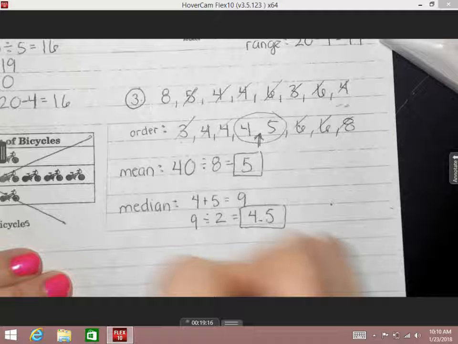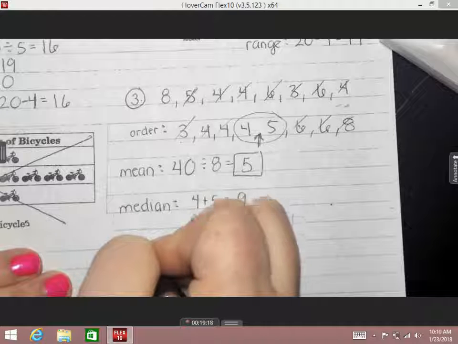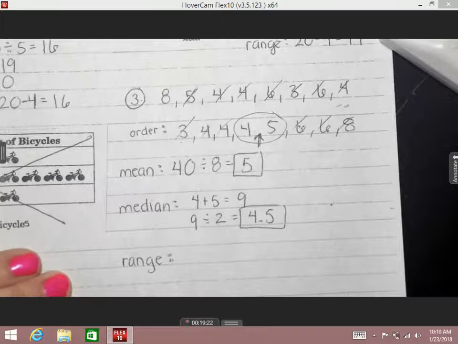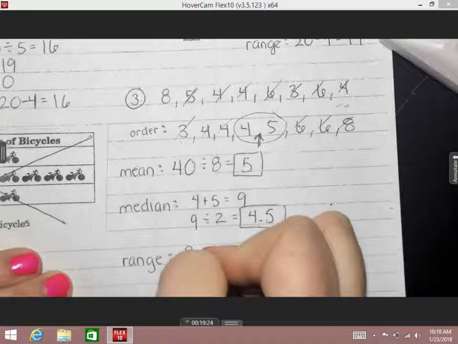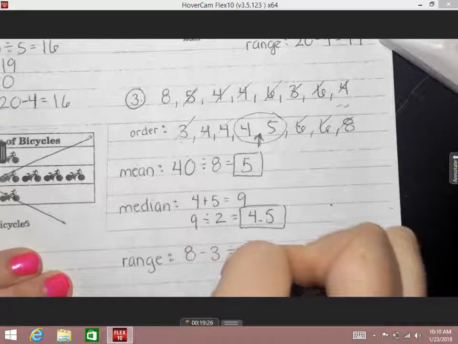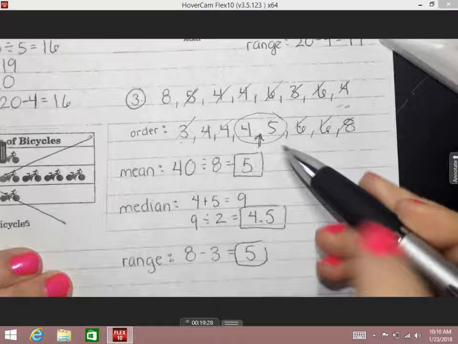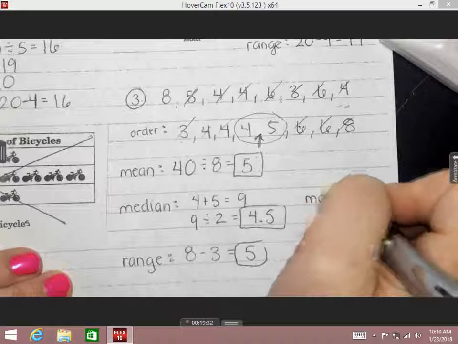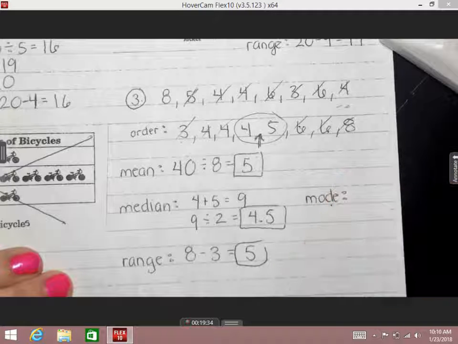All right, let's do the range. How am I going to calculate the range here? Braxton? 8 minus 3, which gives us 5. Okay, so we have our mean, our median. Y'all, I missed the mode. I always go back and double check.